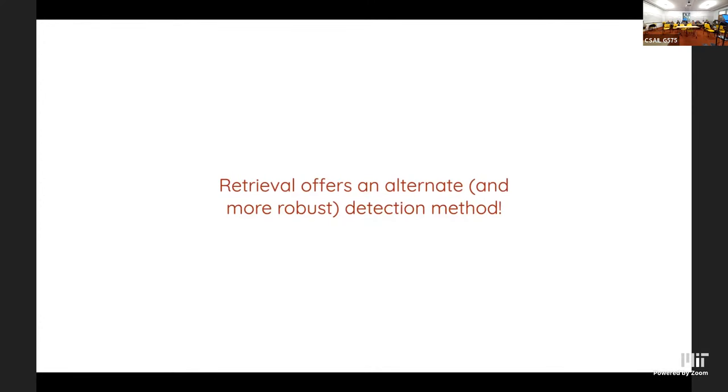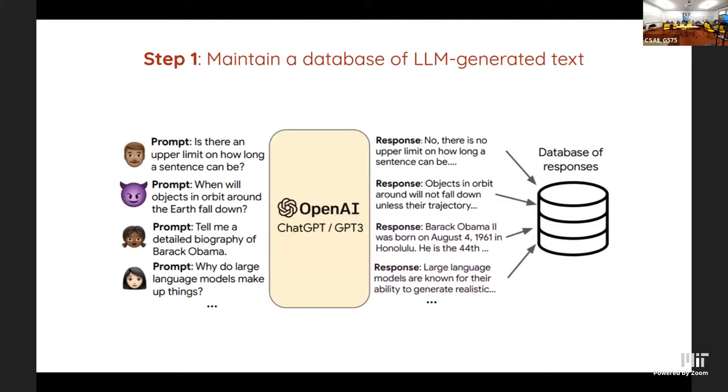robust to paraphrasing, but also has its own new set of issues. And that's just a simple retrieval-based approach. So let's say I am OpenAI, and I know all of the text that my model has generated. I have stored a database of every single ChatGPT generation. So now I can just turn this problem into retrieval.